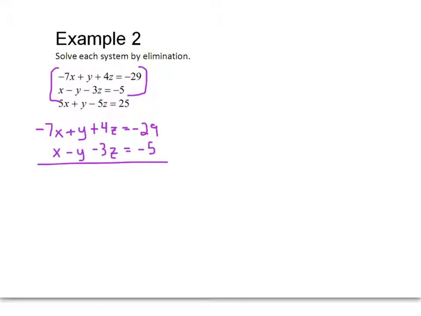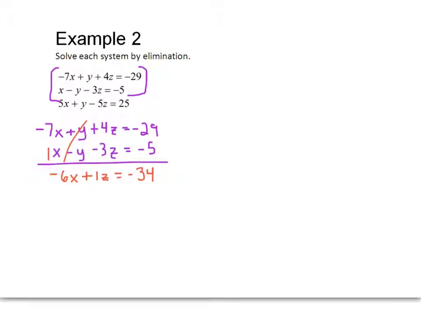We're going to eliminate, so we cross out our y's. We have negative 7x plus 1x, which is negative 6x, 4z minus 3z, which is 1z, and negative 29 plus negative 5, which is negative 34. Now we have an equation with x and z. We need to be able to find x or z, so we need another equation that has x or z.